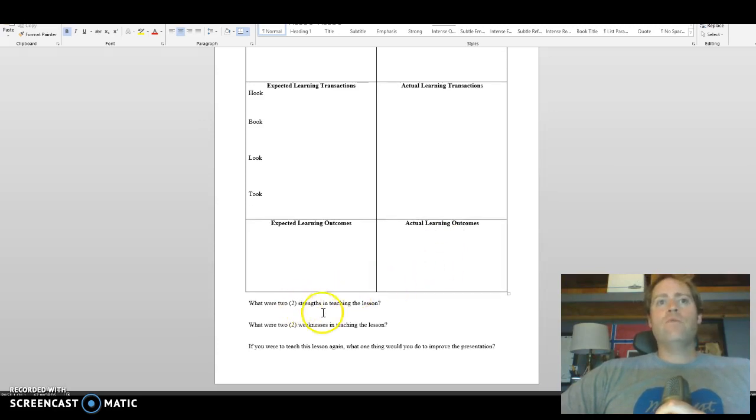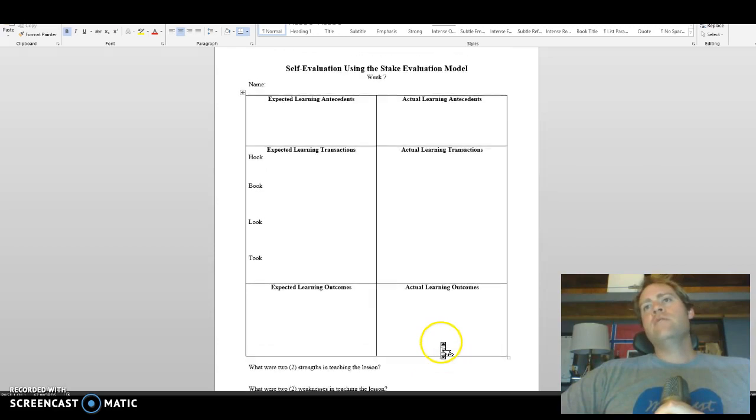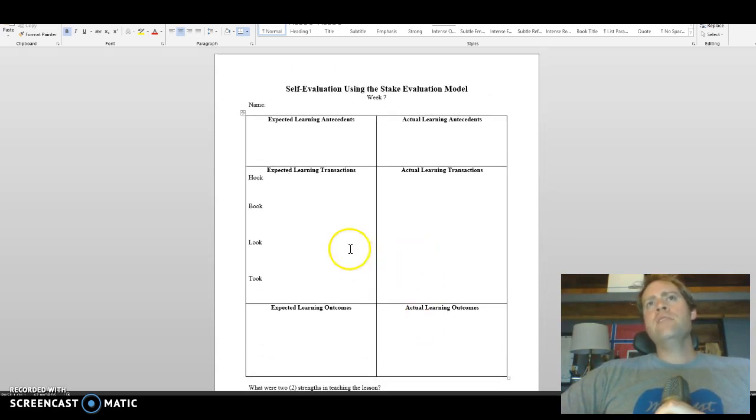And then what were 2 strengths in teaching the lesson? What were 2 weaknesses in teaching the lesson? If you were to teach it again, what one thing would you do to improve the presentation? Now, here's what I don't want you to do. You're not going to get a better grade because you're not honest on here.